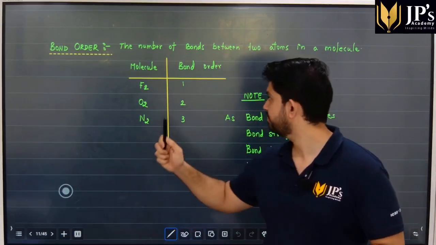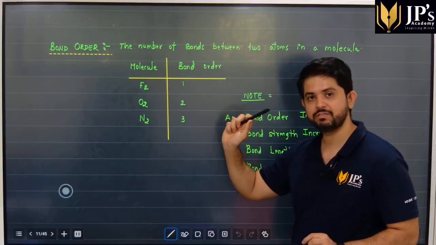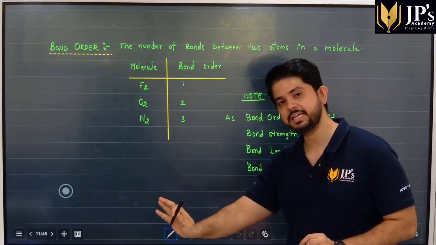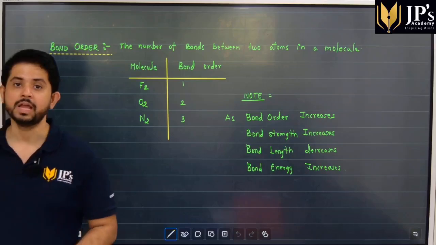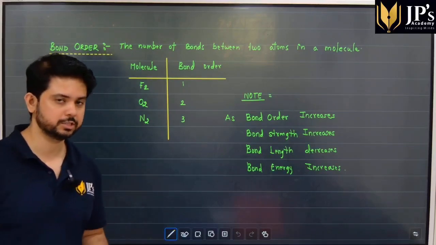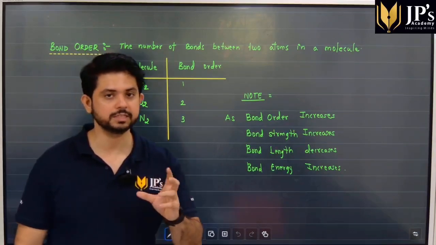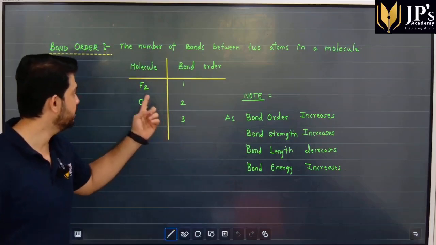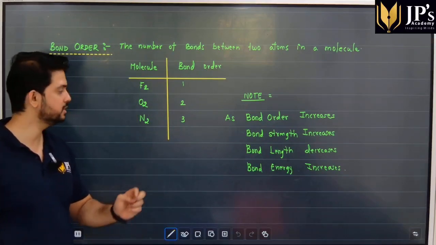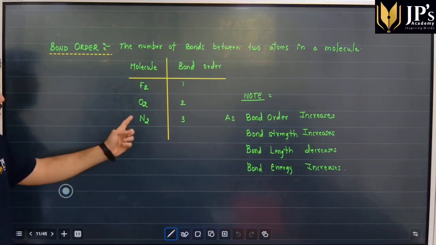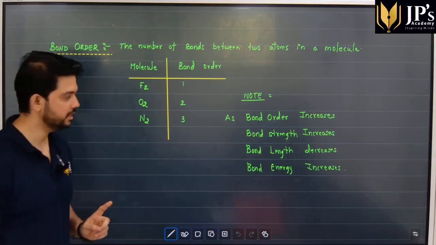For example, if I look at F2, between F and F it's a single bond, O2 it's a double bond, N2 it's a triple bond. इसे हम covalence भी बोल सकते हैं students. The number of electrons shared, जैसे यहाँ पे 2 electrons between F and F, each is sharing 1 each. यहाँ पे double bond 2 each और यहाँ पे triple bond 3 each.